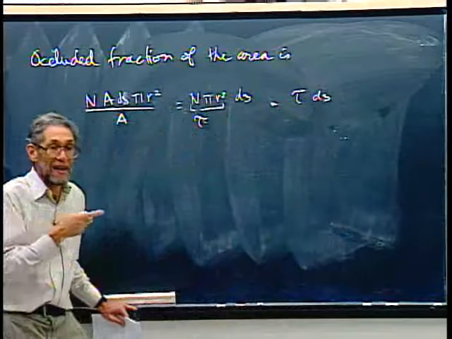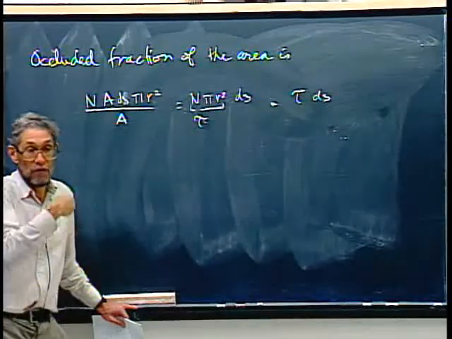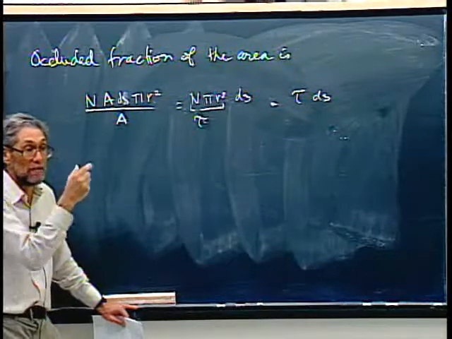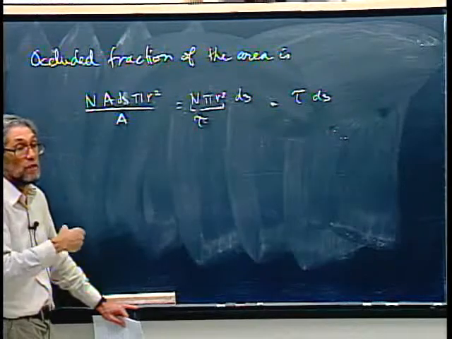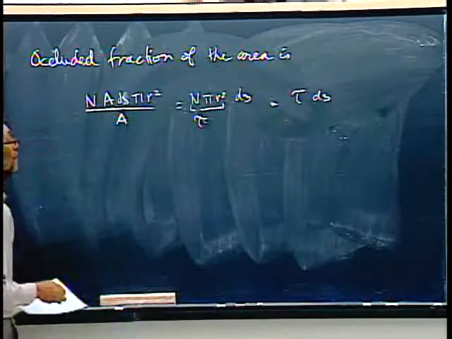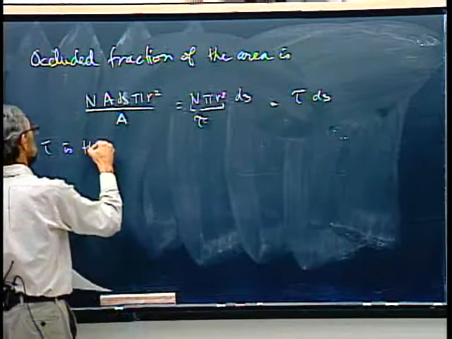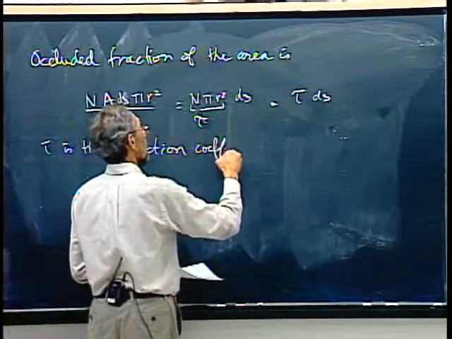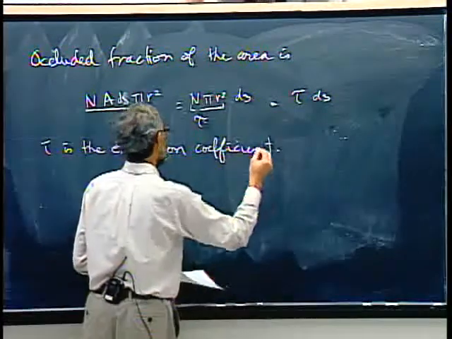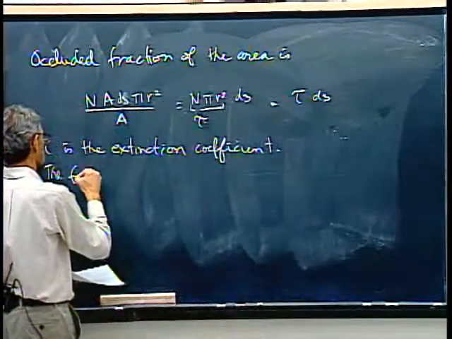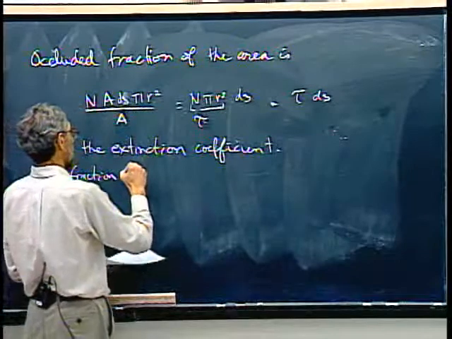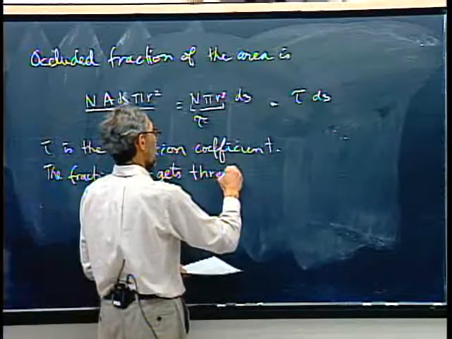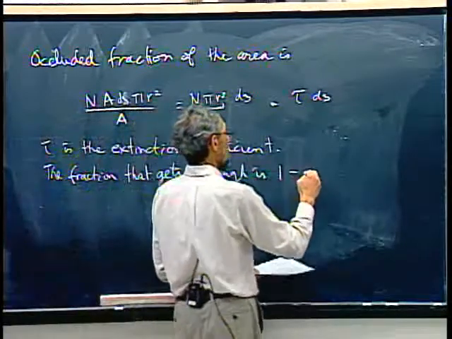And that represents the fraction of the light that doesn't get through, but you have to multiply it by a ds to actually get that fraction. You have to multiply it by some small thickness, because the amount that's absorbed is proportional to that thickness. So tau is the extinction coefficient. And that means the fraction that gets through is 1 minus tau.